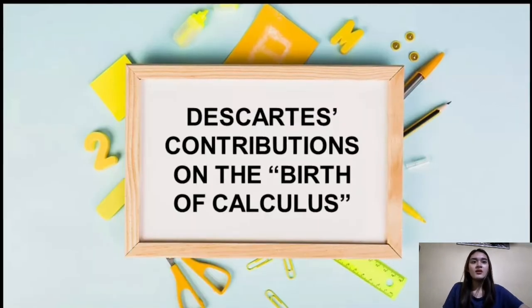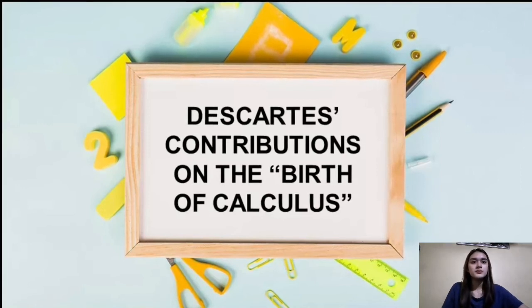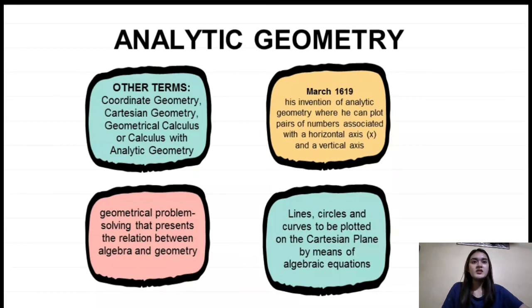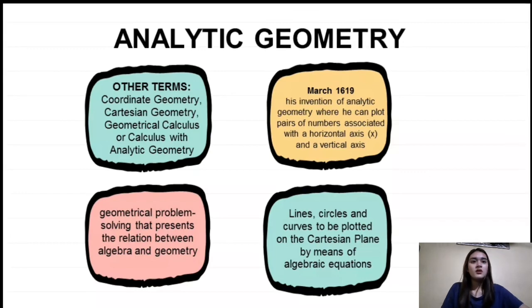After learning some facts about Descartes, let's now discuss Descartes' contribution to the birth of calculus. Analytic geometry is the main topic written under his work La Géométrie. Its other terms are coordinate geometry, Cartesian geometry, geometrical calculus, or calculus with analytic geometry. It was in March 1619 when Descartes realized that a pair of numbers, x and y, can be plotted on the horizontal and vertical axis, or what we call a Cartesian plane. This subtopic will be explained later in the succeeding slides.